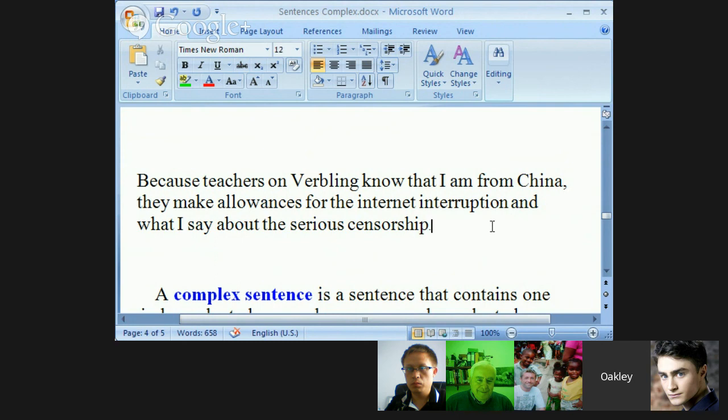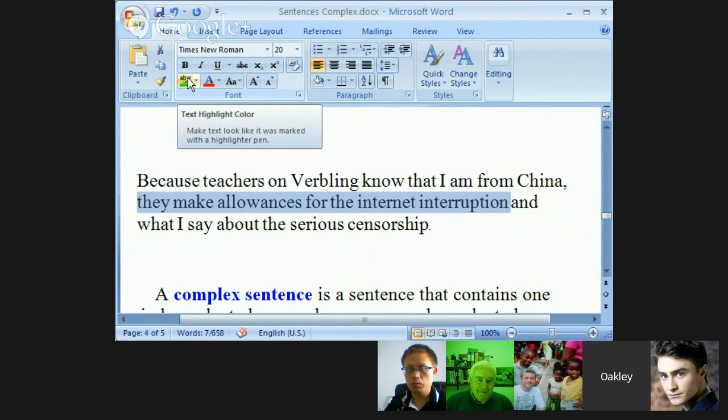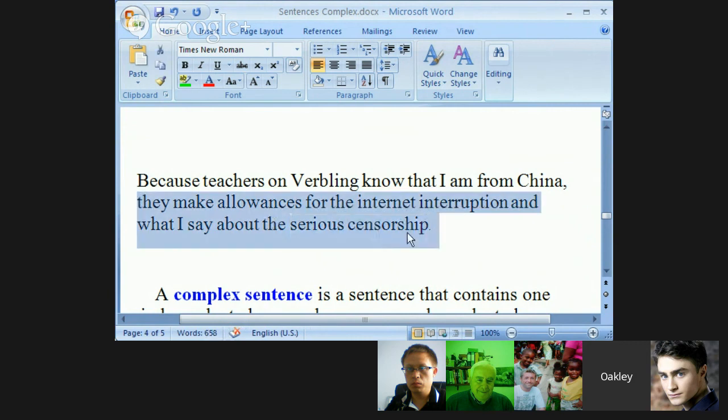Can you tell me, Xingyu? Actually, I can tell you. I figured it out. Teacher, can you hear me? Yes, I can hear you. They make allowances for the internet interruption, and what I say about the serious censorship is the independent clause. Yes, you're right. Well, that's very good. But you also have an interrupting what I say.